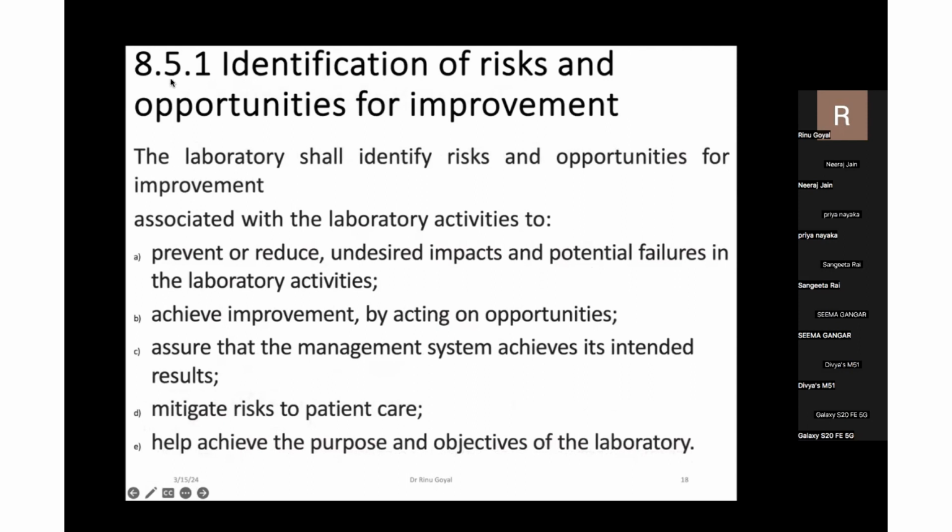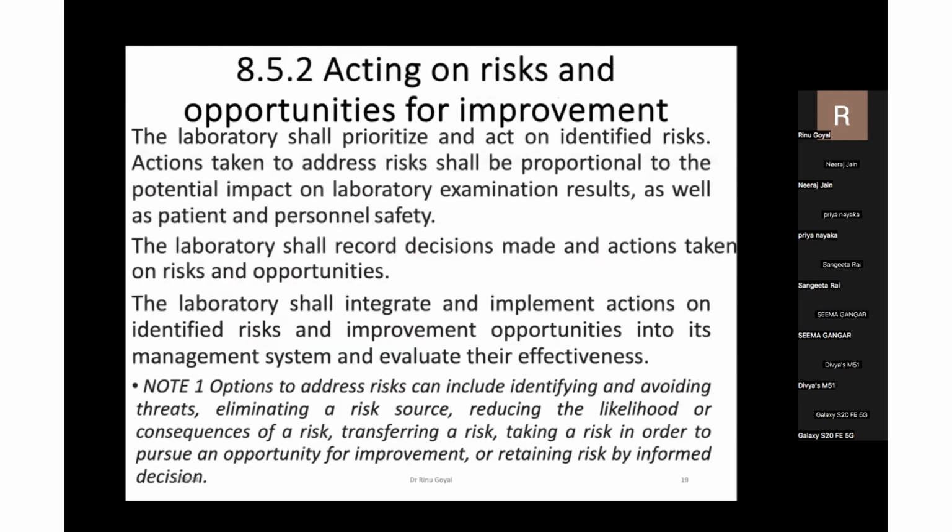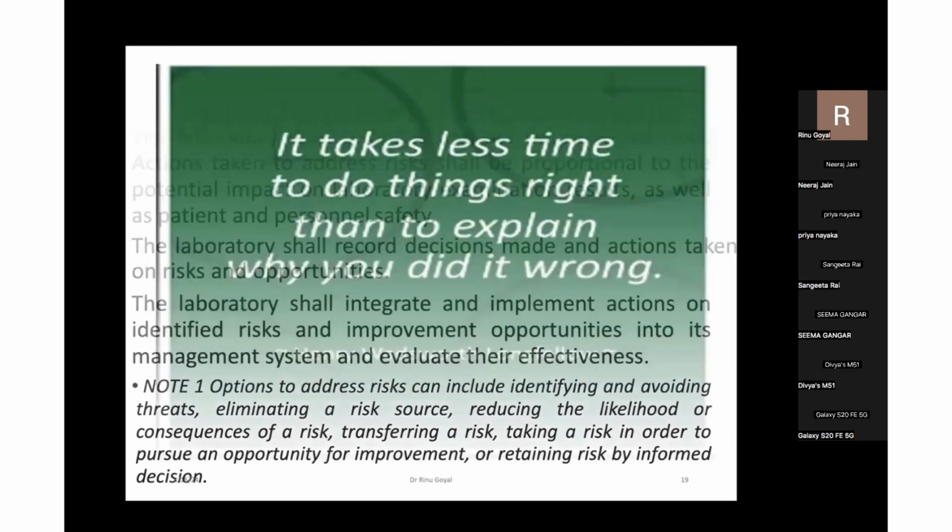Then there is 8.5, which says that risk should be identified and opportunities for improvement should be identified. The lab shall identify risk and opportunities for improvement associated with laboratory activity to prevent or reduce undesired impacts of potential failures, to achieve improvement, to assure that the management system achieves its intended results, to mitigate risk to patient care, and to help achieve the purpose and objectives of the laboratory. When we address a few risk activities, definitely there is opportunity for improvement in any activity. This will lead us to an improvement level.